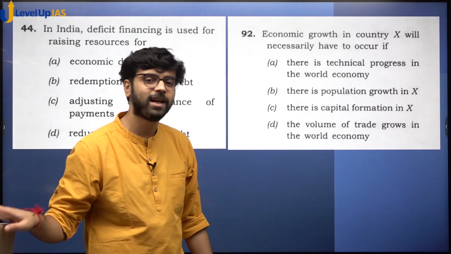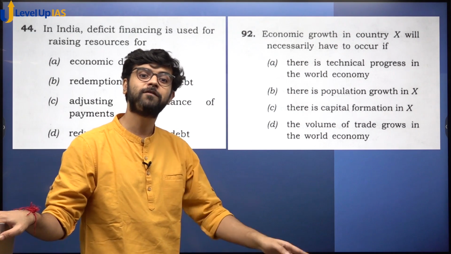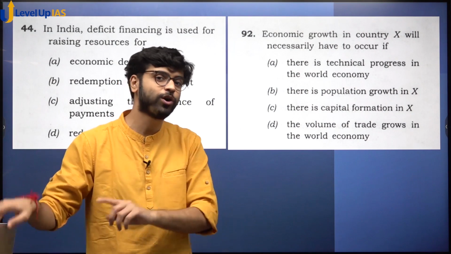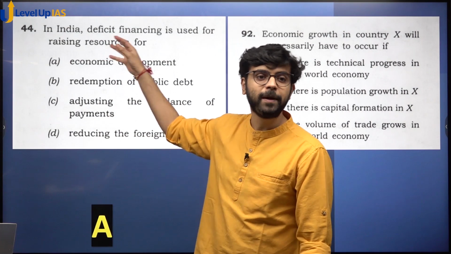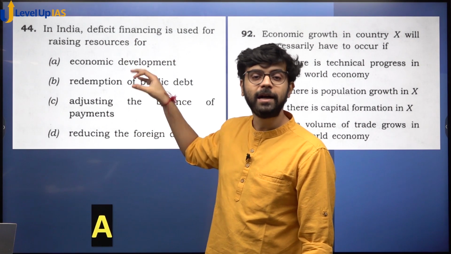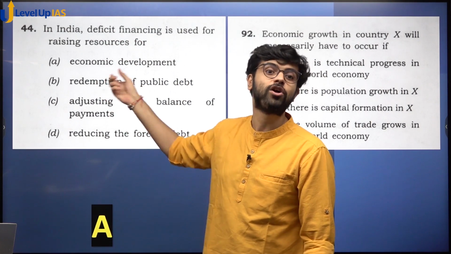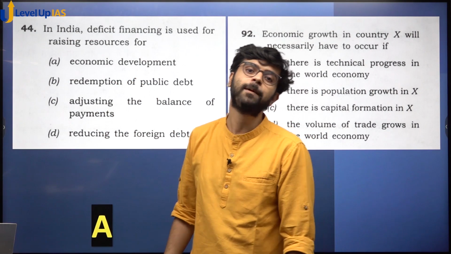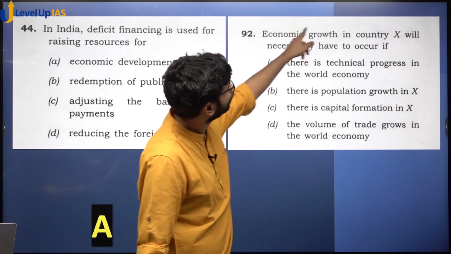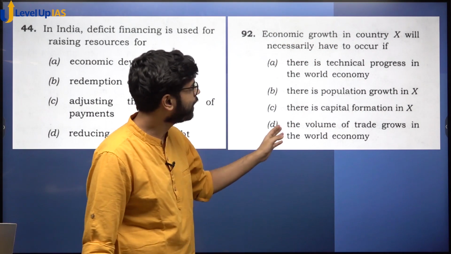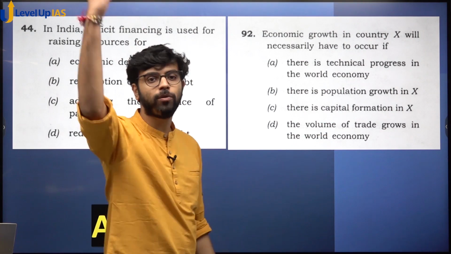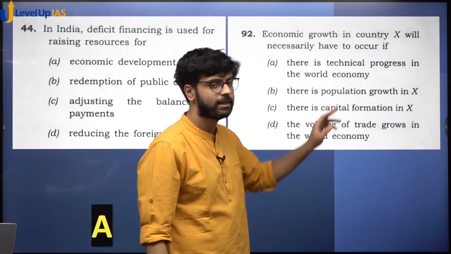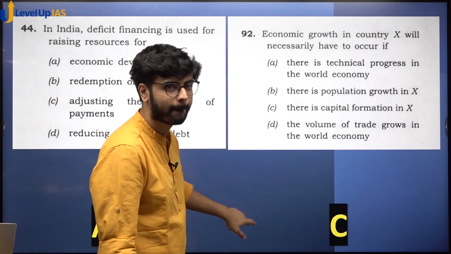Will development necessarily occur? Development will not necessarily occur because poverty and unemployment are all developmental issues. Yes or no? We saw a question where GNP per capita increased, but still does not connote economic development. Why? Because poverty and unemployment are high. But here they are talking only about growth. So yes, volume of trade grows, again in the world economy. What are we going to do with that? Okay? The answer is C, capital formation. Is it clear? Next.